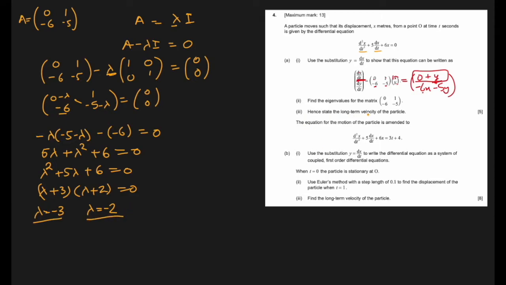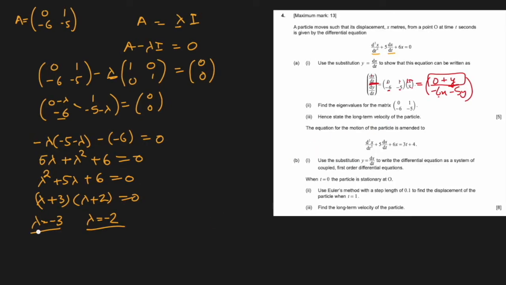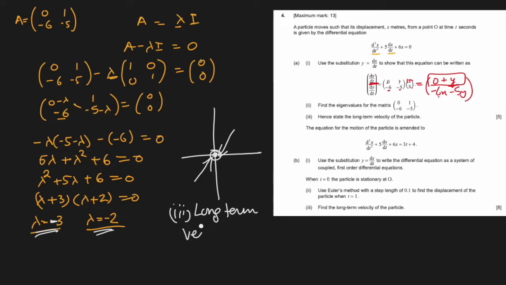Hence, state the long-term velocity of the particle. We can see that the eigenvalues here are both negative. That means if we look at the eigenvectors, because of these negatives, they will approach towards the origin, both of them. Negative means it's coming towards the origin. So in the long term, we will approach zero. So number three, the long-term velocity will be zero, right? Because of these eigenvalues.